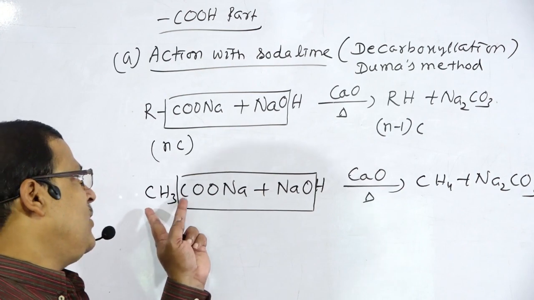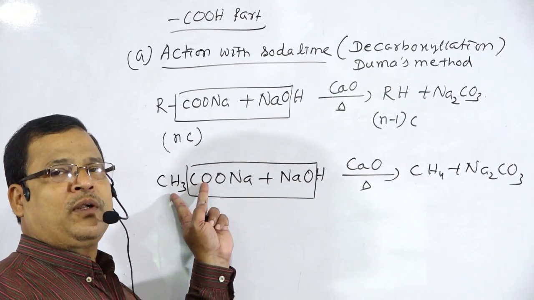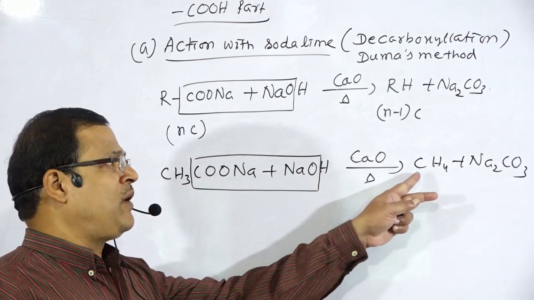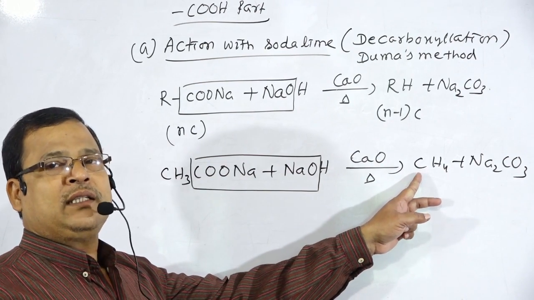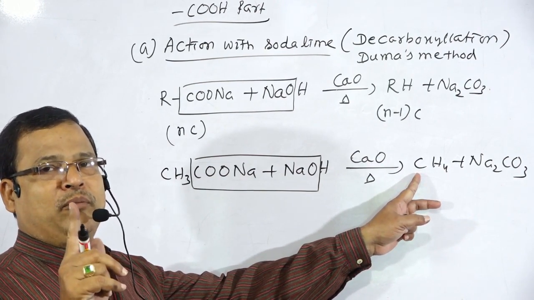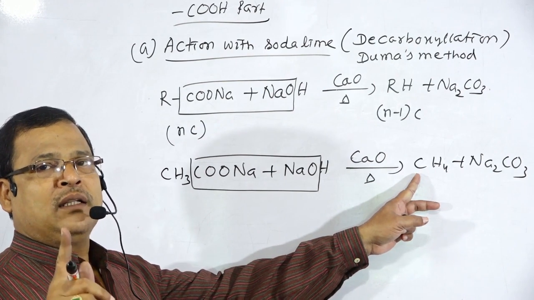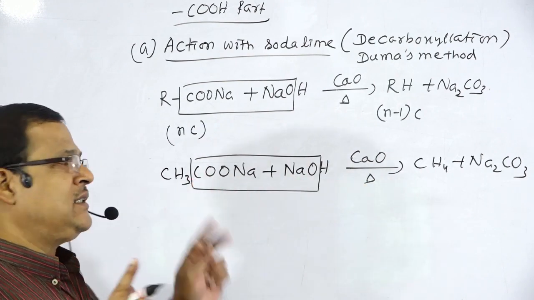So in this case, the number of carbon atoms is 2, but the alkane so formed, methane, has only one carbon atom. Means one carbon atom less than the sodium salt of the acid.